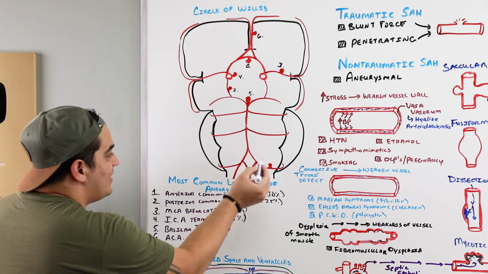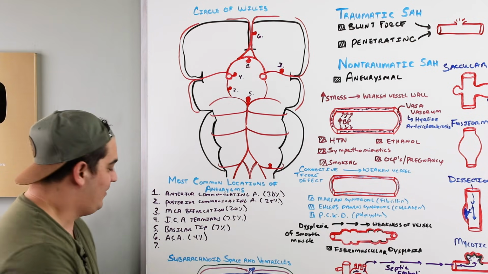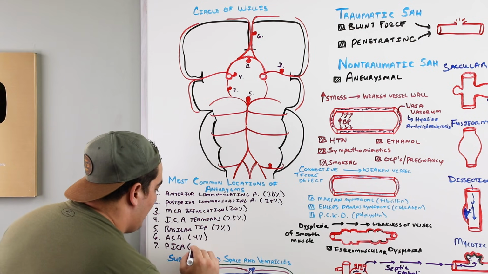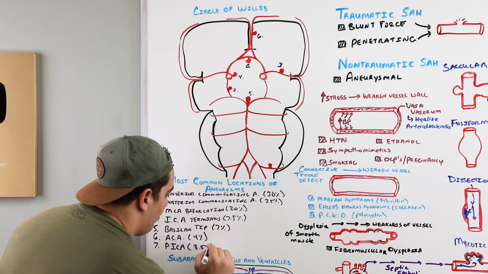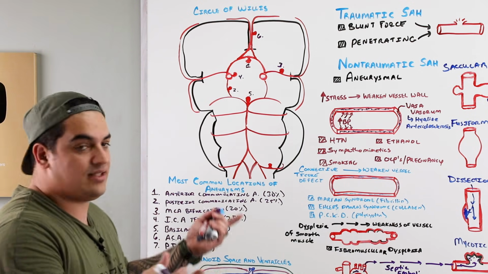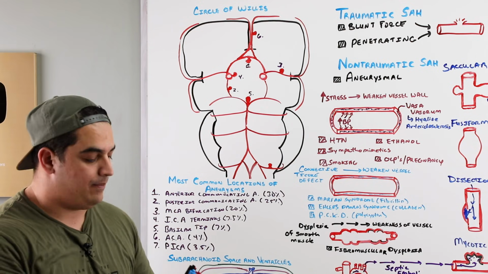And the last one is this tiny little guy coming off of your vertebrals, your PICA. So that's the last one, which is going to be the PICA, and that accounts for about 3.5% of your cerebral aneurysms. The rest of them that makes up the last of the 100% is different miscellaneous locations that we're not going to talk about.